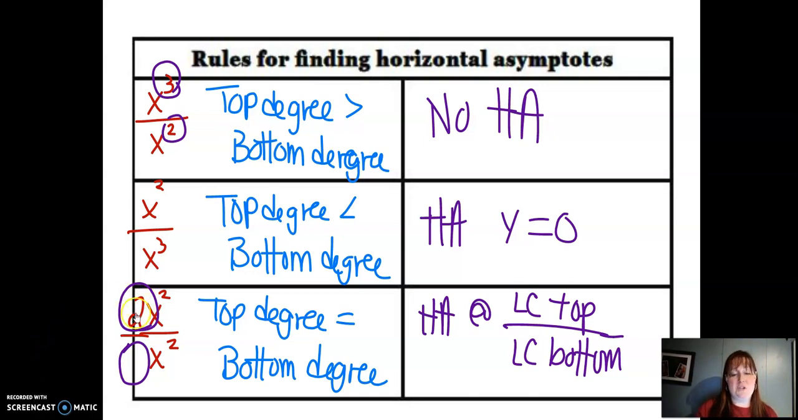But if this leading coefficient was anything else, then we would just put the leading coefficient of the top over the leading coefficient of the bottom. And that's it. That's all you have to do to find horizontal asymptotes.